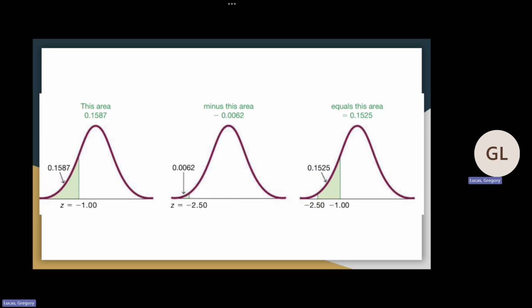So in summary, we know that the probability to the left is this 0.1587 for z equals -1, for z equals -2.5, it's less than 1%. And then what we're going to do is we subtract those values. So I'm doing 0.1587 minus 0.0062. And then that's where we're finding this number here. So 0.1525.